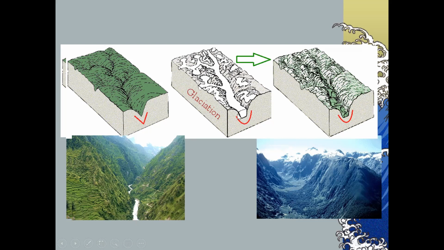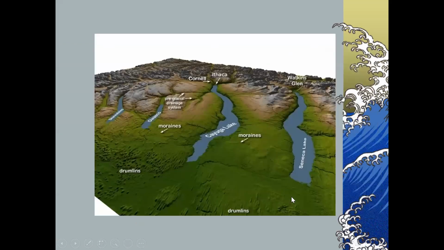And just like the ice in a crack for frost wedging, it works the same way. That ice expands and makes that V shape change into more of a U shape. So again, you can see V shape, U shape. So glaciers make U-shaped valleys.